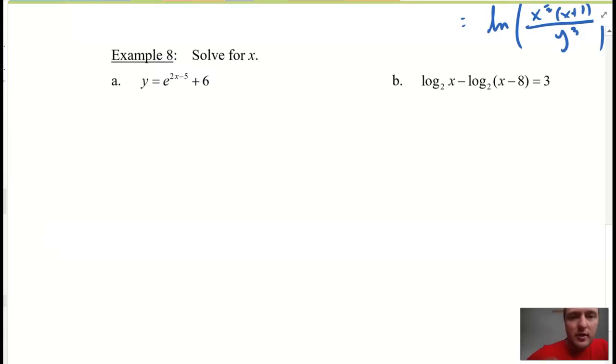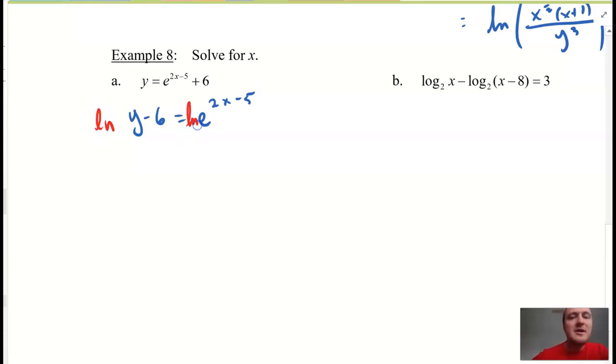So the first thing, we'll go ahead and subtract 6 on both sides. So y minus 6 is equal to e to the power of 2x minus 5. And here you're like, how do I get the x down from the exponent? Well, we're going to go ahead and utilize logarithms. So I'm going to take the natural log of each side.